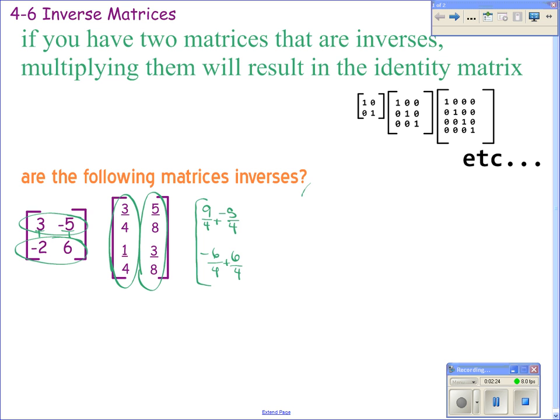This one right here in the upper right. What am I adding together? 15/8. So I'm taking 3 times 5/8. And then negative 5 times negative 3/8. Negative 15/8. And what about this bottom one? Plus?